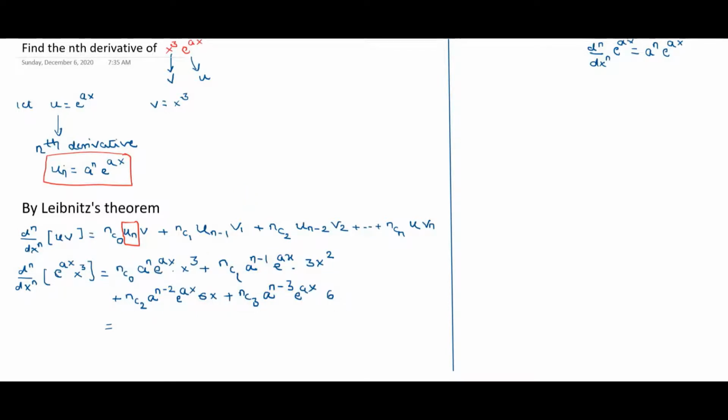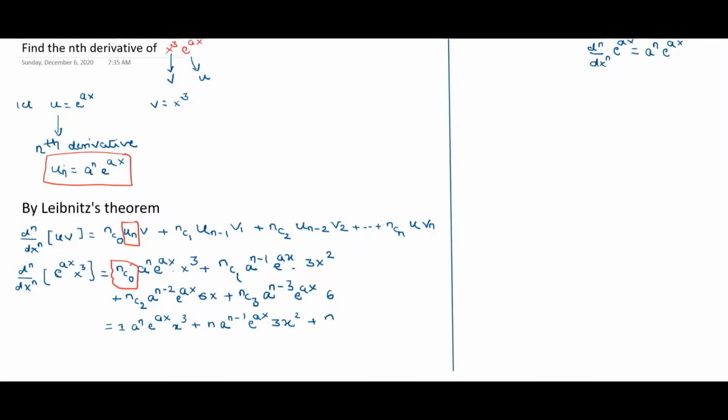Now I will write this first term. First term is nC0, so I will write nC0 as it is. What is nC0 value? nC0 value is equal to 1, a raised to n e raised to ax into x cube, plus. What is value of nC1? nC1 value is n a raised to n minus 1 e raised to ax and 3x square, plus.